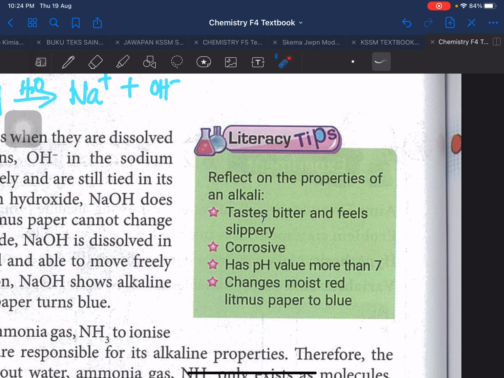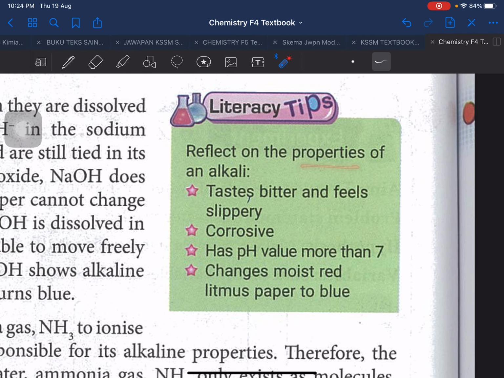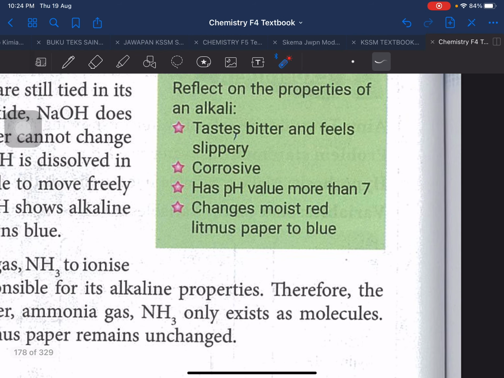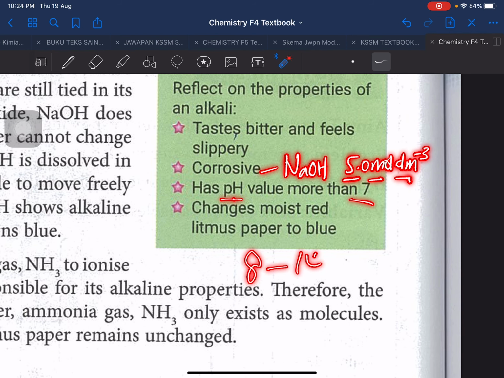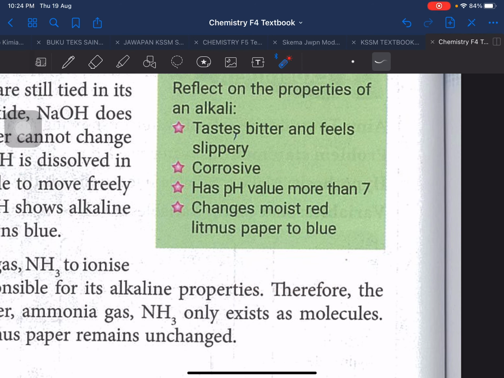Look at the literacy tips here. Reflect on the properties of alkali that you have learned in lower form. Tastes bitter. Have you ever tasted soap? Bitter, right? And feels slippery. Corrosive, it corrodes too if it's too strong. For example, sodium hydroxide. Don't play around. If you accidentally drop this 5.0 mol per decimeter cubed of sodium hydroxide on your hand, it is corrosive and will corrode your skin. Has pH value more than 7. This one you know already, right? 8 until 14 is for alkali. And changes moist red litmus paper to blue.